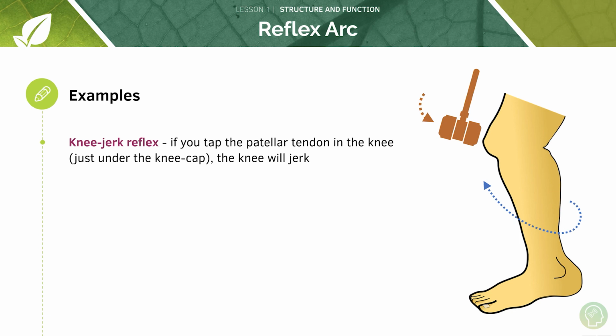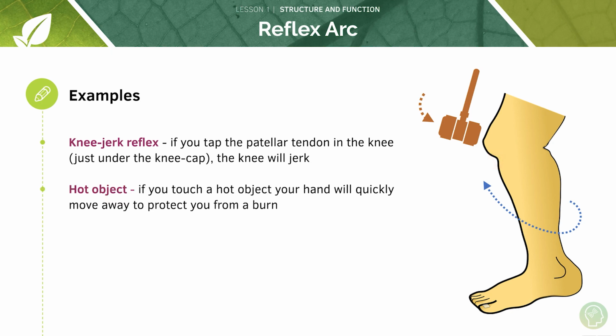So some examples of reflex arcs include the knee-jerk reflex, which I was talking about earlier. If you tap the patellar tendon in your knee, which is just under your kneecap, so this kind of region here, your knee will jerk. That's a reflex action, and you know it's a reflex action because it's not conscious. You haven't told your knee to jerk, and this is because it's not being transmitted up to the brain. It's just going via this quick reflex arc. And we used the example of the hot object, and that's another example of a reflex arc as well.